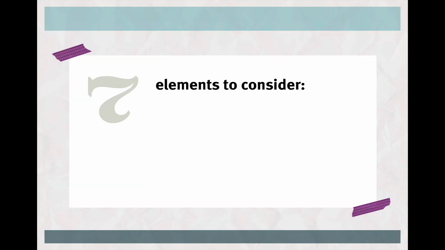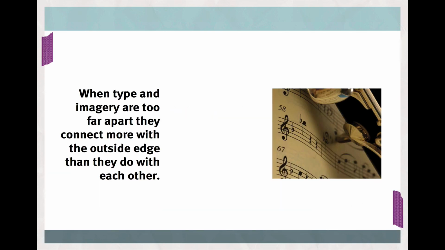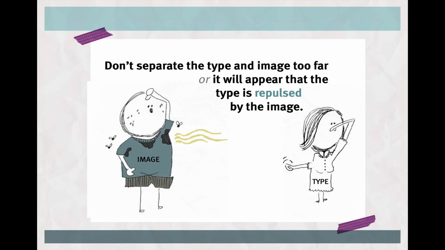So let's get into imagery. Here's 7 elements to consider when you're creating imagery and using imagery. You want to make sure there is a connection with the type. So the proximity to the type. When your type and your image are too far apart, they actually connect more with the outside edge than they do with each other. You don't want to separate the type and the image too far apart, or it's going to appear that the type is repulsed by the image.